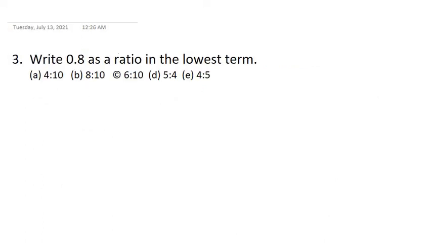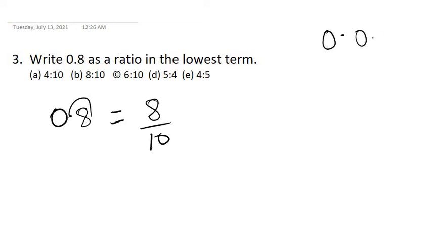Question 3. Write 0.8 as a ratio in the lowest term. 0.8. Let's make this a fraction. Move this decimal once. We have 8/10 as a fraction. So if we have something like 0.08, to make this 8 a whole number, I have to move 2 places, right? So my denominator will be 2 zeros because I moved 2 places. So if I move 3 places, that will be 3 zeros for the denominator. Again, I move once, that's why the denominator is 10.